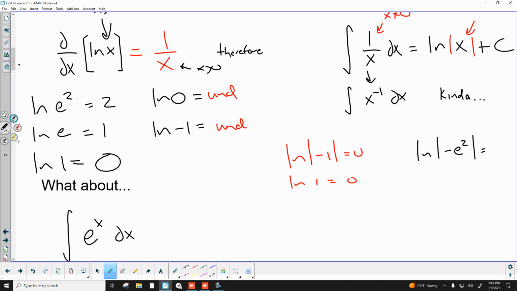Why? You're taking the natural log of the absolute value of -e squared. Let's work our way in and out. You would take the absolute value of -e squared, it becomes +e squared. That's what absolute value does. It takes negatives and makes them positive. Now we'll take the log of e squared and get 2. Okay? So that's why we have the absolute value, so that I can plug in negatives into the antiderivative.